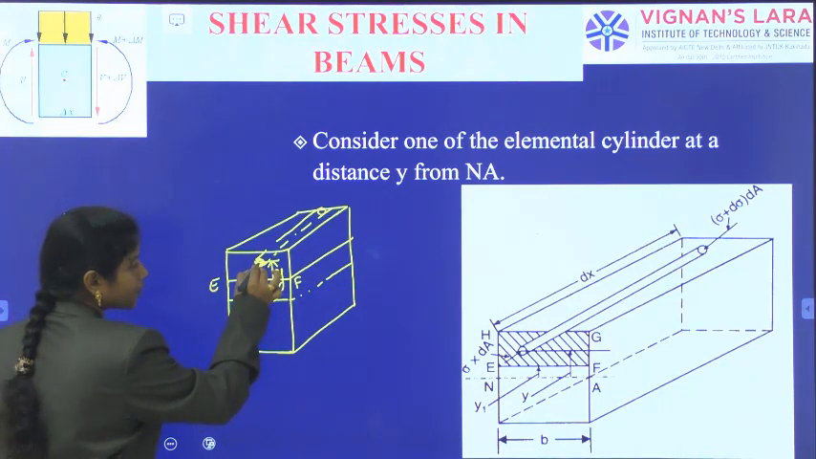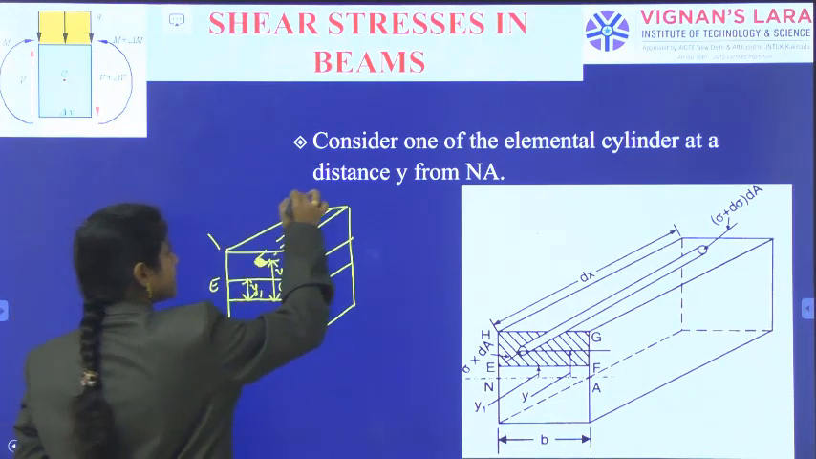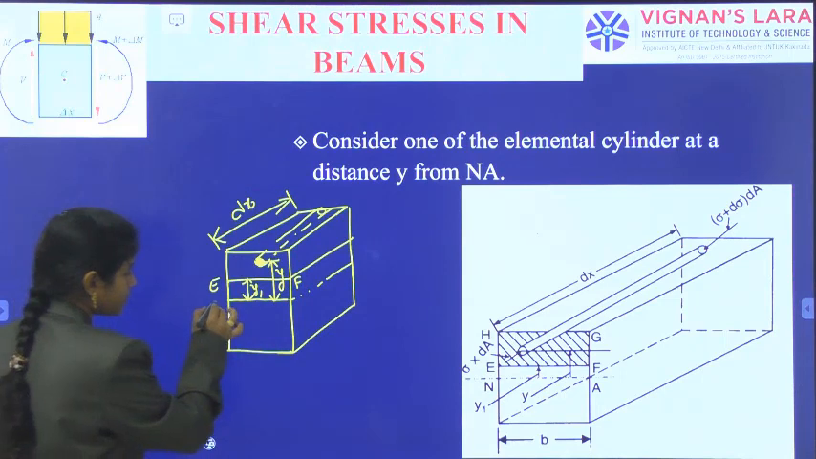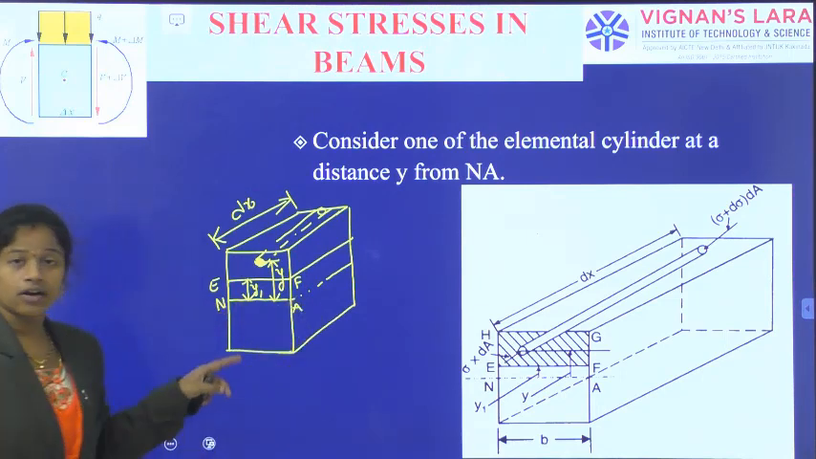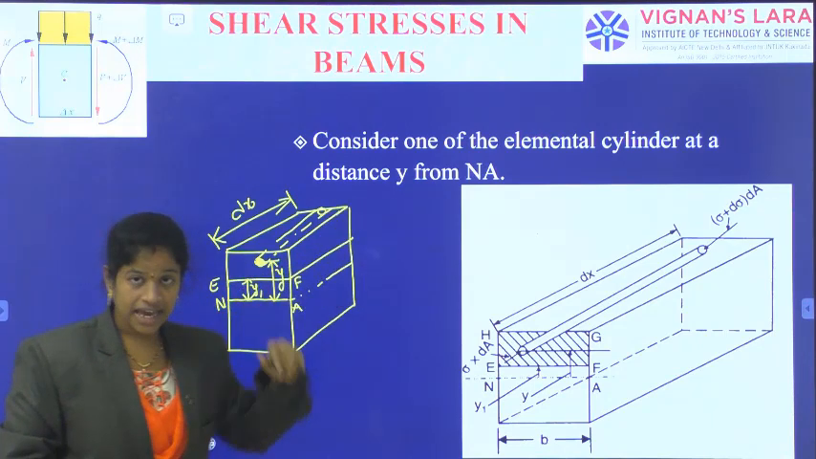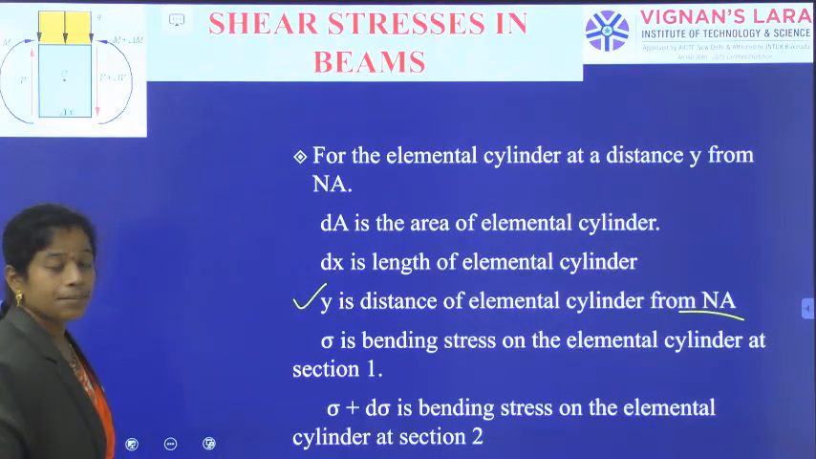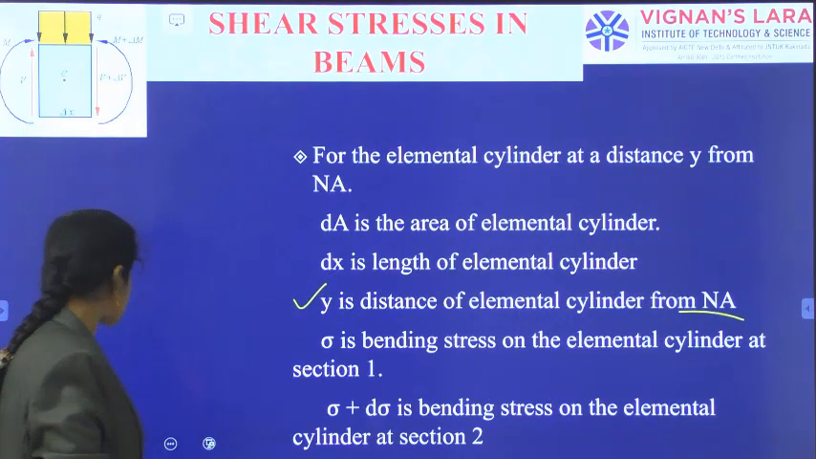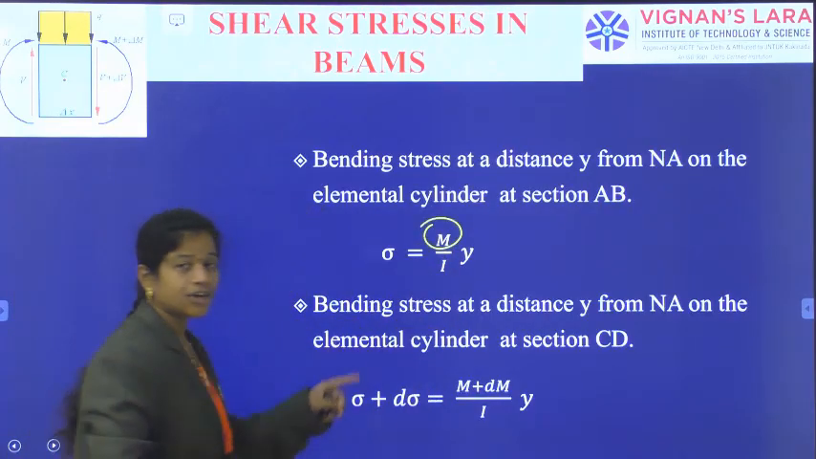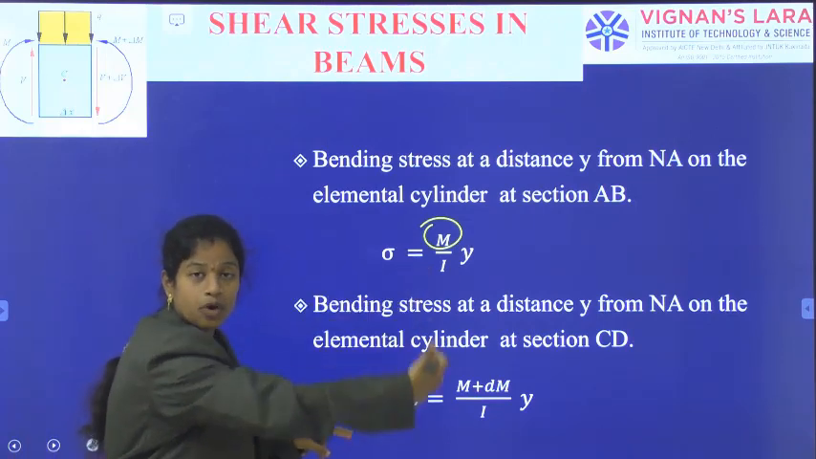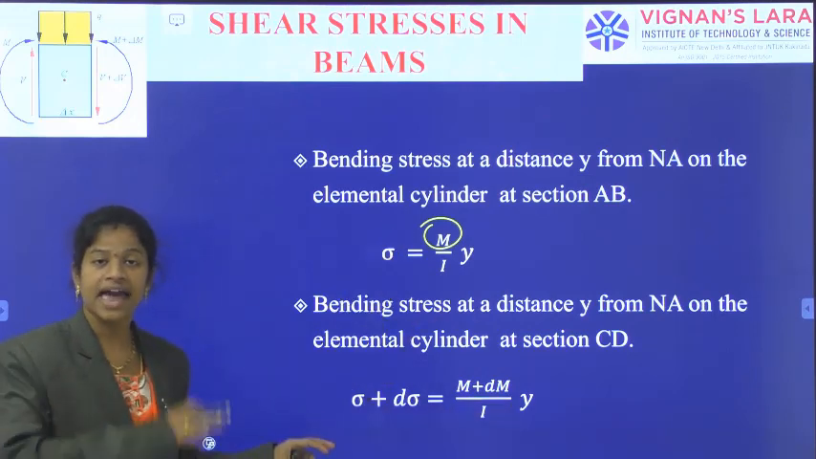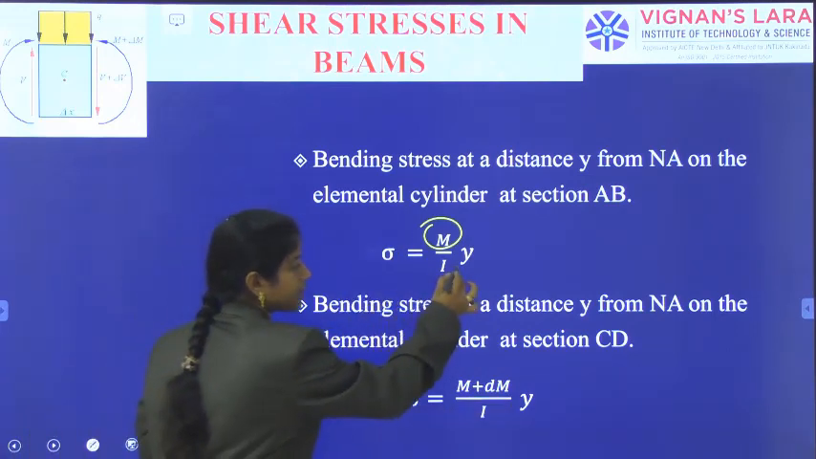So its area of cross-section is dA and its length is dx, and it is at a distance y from the neutral axis line, having sigma stress at this position and sigma plus d sigma stress at this position. As we already know, we can write the bending stress formula. So the bending stress acting on the section AB is M by I into y, and on the section CD the corresponding stress is sigma plus d sigma equals M plus dM by I into y.